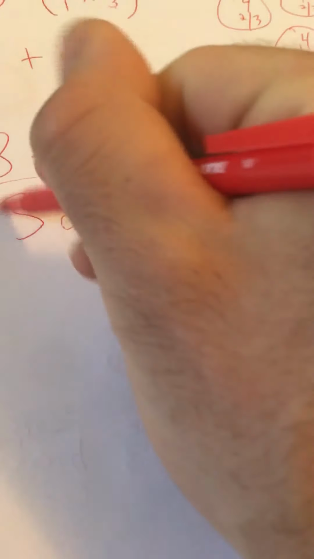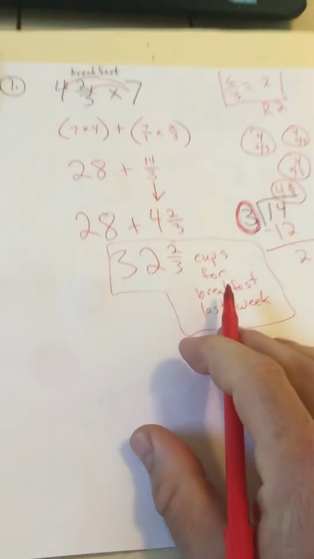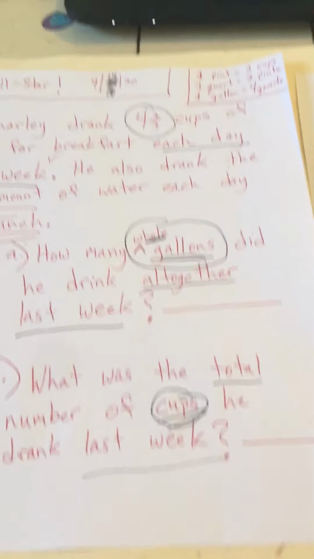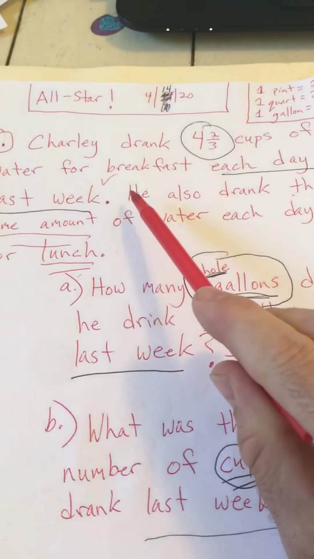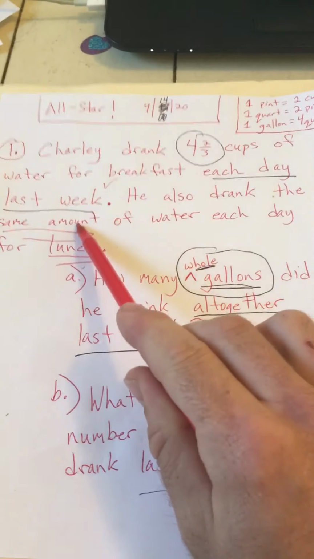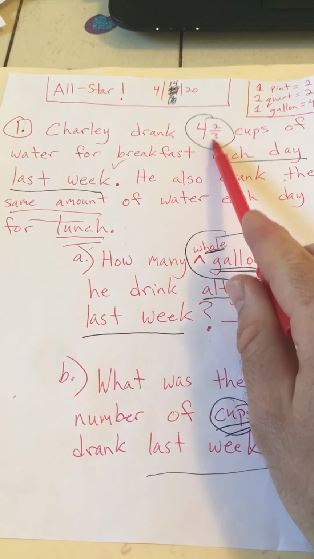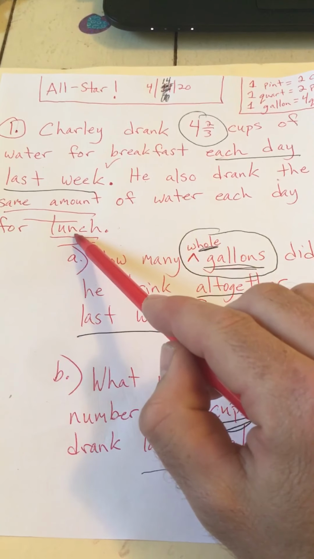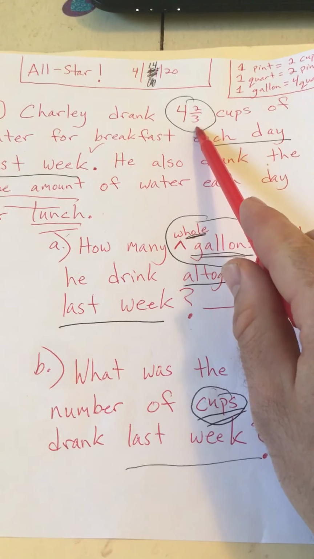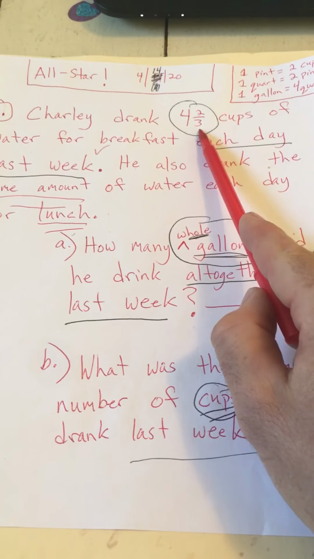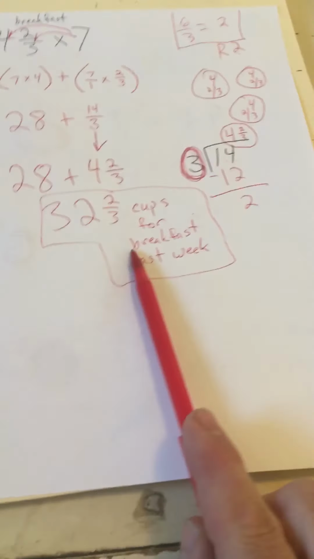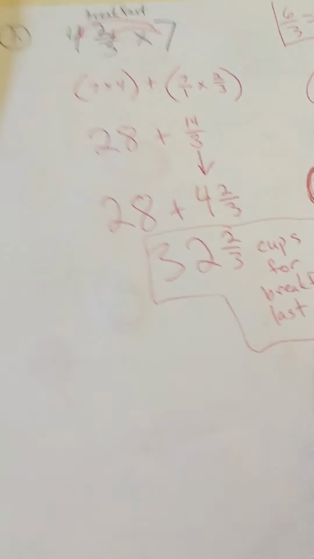Okay, so we don't have the final answer yet. That's breakfast: 32 2/3 cups for breakfast. Now let's keep reading. He also drank the same amount of water, 4 2/3 cups each day for lunch. So again, we're going to do this times 7 for each day of the week, which is the same as we just had, 32 2/3.